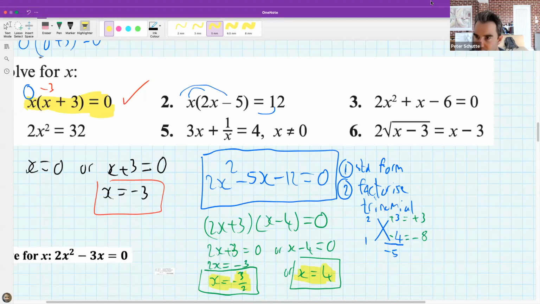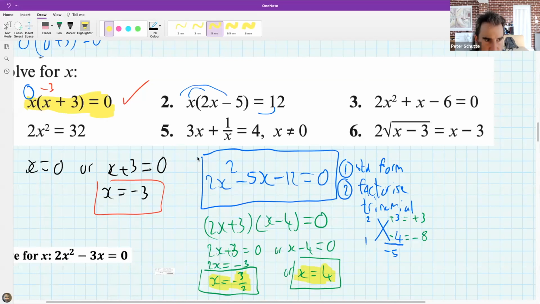All right, let's try a different type of question. I want us to try and do this one over here. 2x squared equals 32. I want you to try and solve this quadratic equation for me. And while you're trying to solve that, I'm going to go to questions to Loyolo.